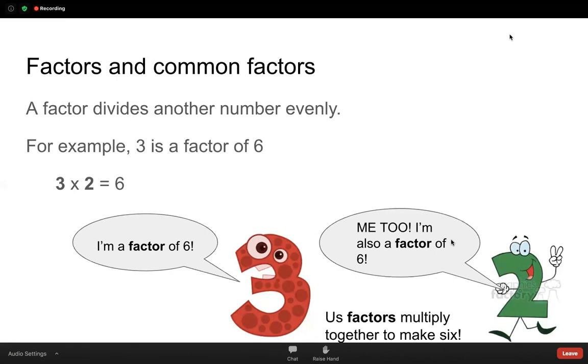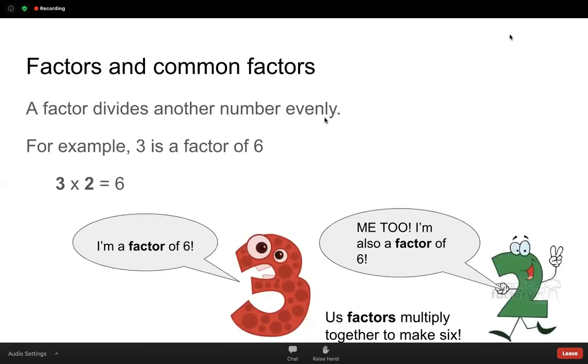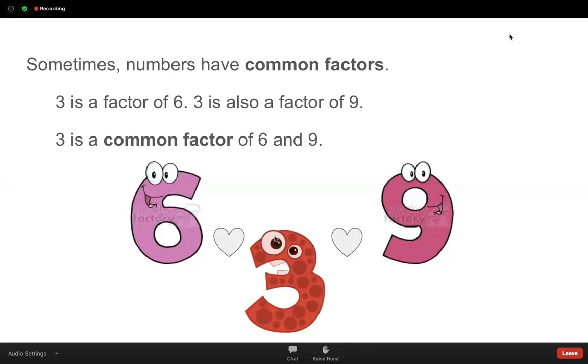And so together, when you multiply the factors together, you get 6. Good, let's keep going. So sometimes numbers have what we call common factors. A common factor is a factor that 2 numbers share. So let's look at an example. 3 is a factor of 6, and 3 is also a factor of 9. So that means that 3 is a common factor of 6 and 9. So they kind of share 3, right?